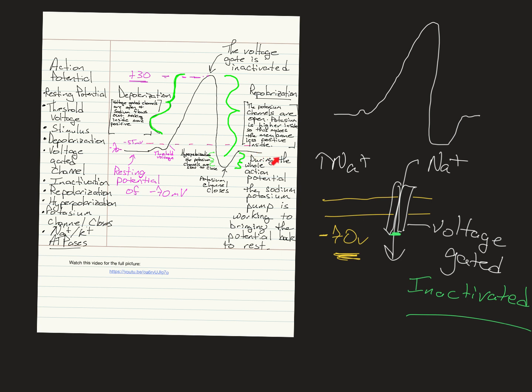You're back to rest. So resting, threshold is reached, depolarization, inactivation, repolarization, potassium channels close, go back up to equilibrium. And that just keeps going over and over again. This is what's called an action potential.